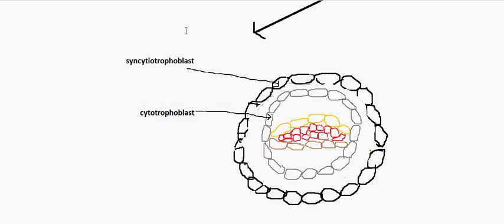Another thing here, just to show all the things, this is the amniotic cavity over here. And over here we have the blastocele. This is the blastocele, which will develop into the yolk sac, as we will see very soon. This blastocele is going to develop into the yolk sac.